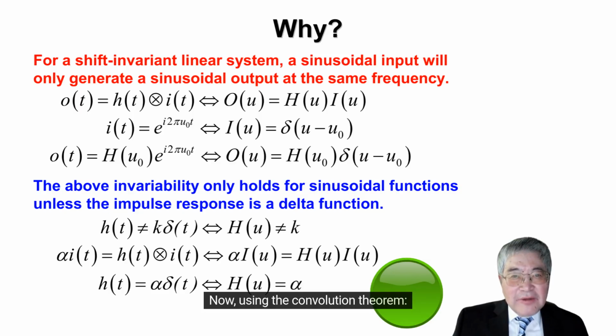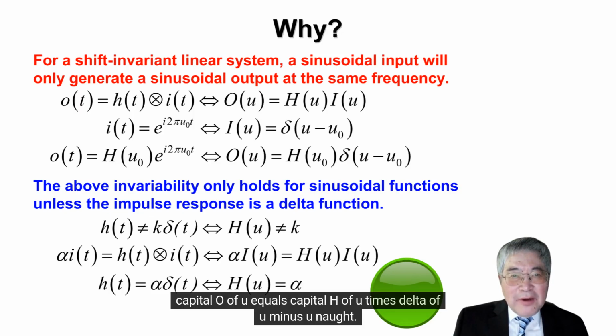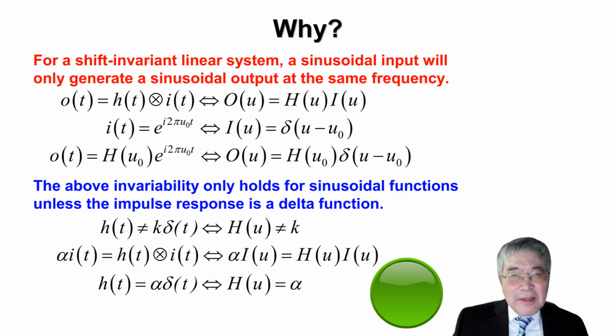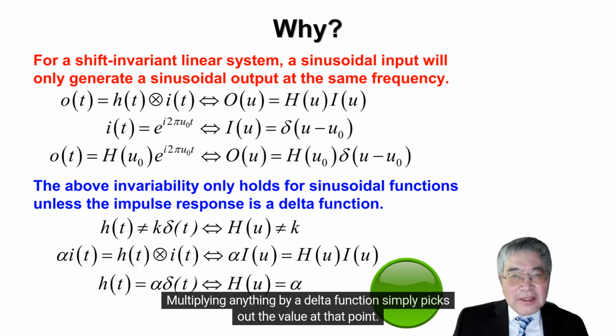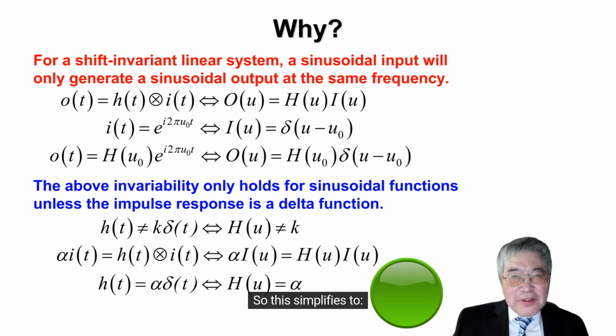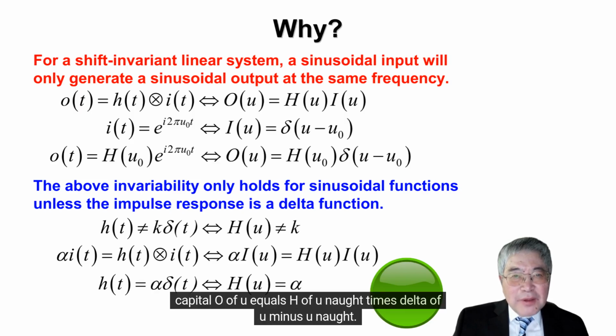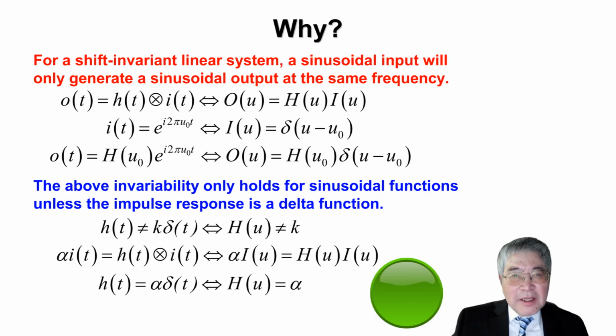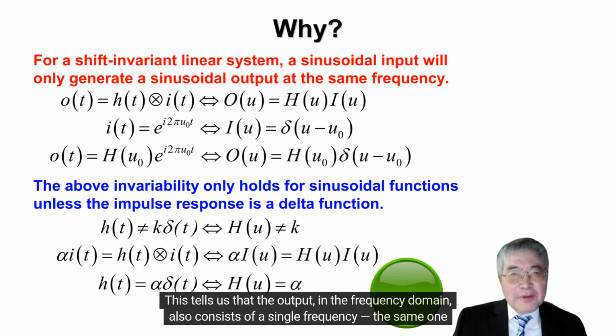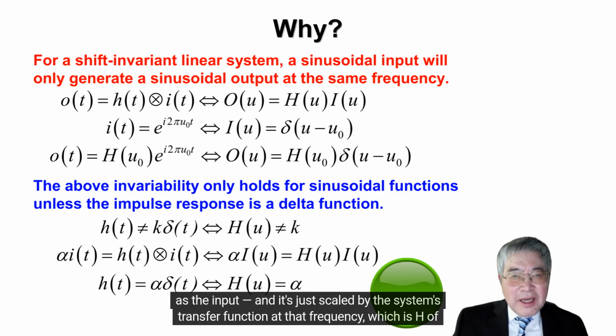Now using the convolution theorem, capital O(u) = capital H(u) times δ(u − u₀). Multiplying anything by a delta function simply picks out the value at that point. So this simplifies to capital O(u) = H(u₀) times δ(u − u₀). This tells us that the output in the frequency domain also consists of a single frequency, the same one as the input, and it's just scaled by the system's transfer function at that frequency, which is H(u₀).